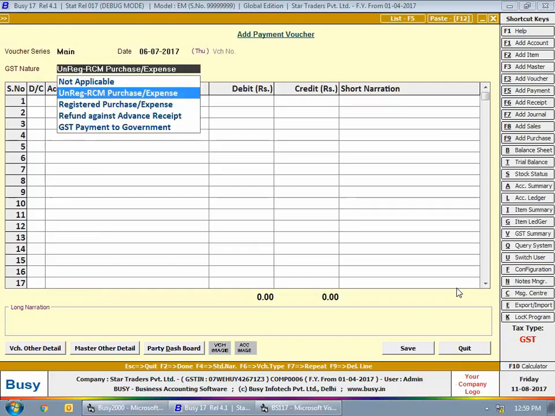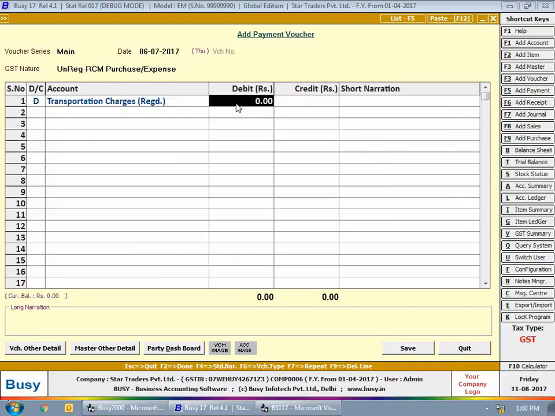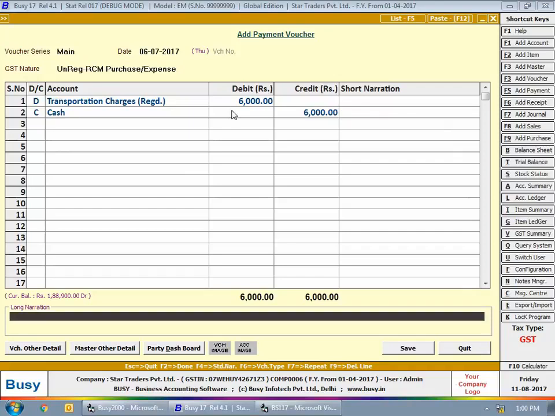Here we have taken the GST nature as unregistered RCM purchase / expense. We are debiting the transportation charges registered account with 6,000 rupees and crediting the cash account with 6,000 rupees. Although we are paying the transportation charges to a registered dealer, we have taken the GST nature as unregistered RCM purchase. This is because, as I have mentioned earlier also, in case of transporters and lawyers, it is mandatory to deposit RCM to the government.